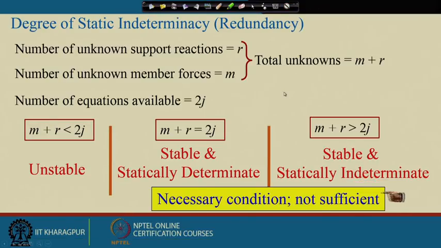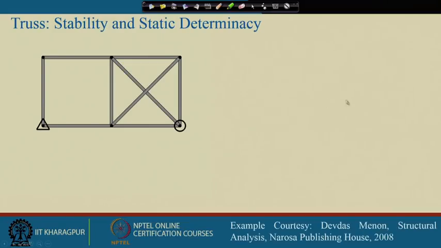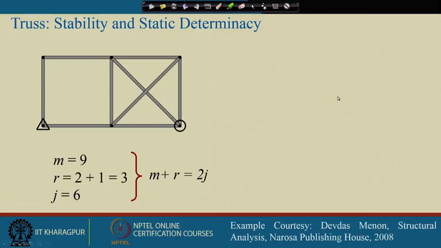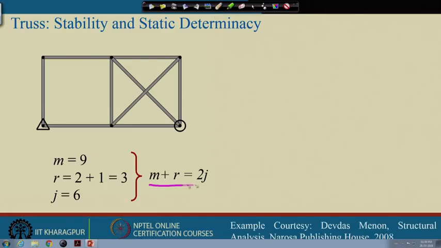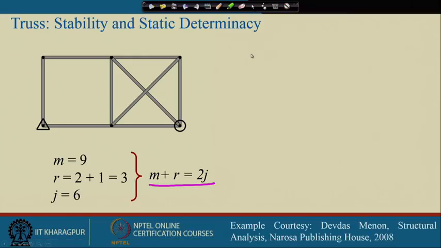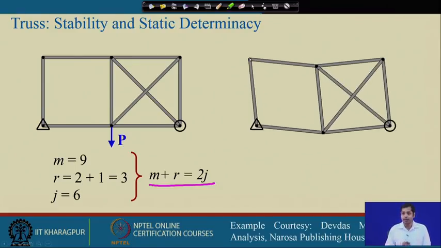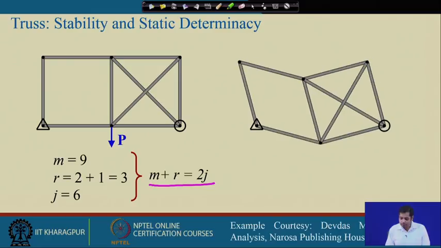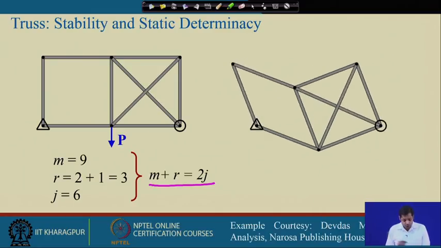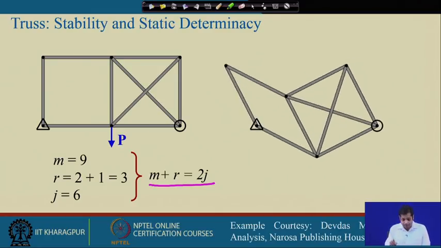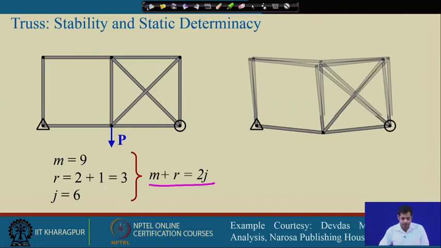Next example, next slide. For instance, you consider this example. Now, you see this is a statically determinate truss. As far as these equations are concerned, it is a statically determinate truss. Now, in this truss, if you apply a load like this, then the structure may deform like this. So, the entire assembly may collapse like this. So, the structure is statically determinate, but again not stable, right.